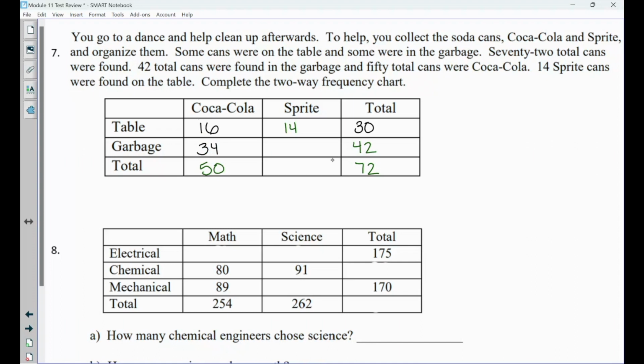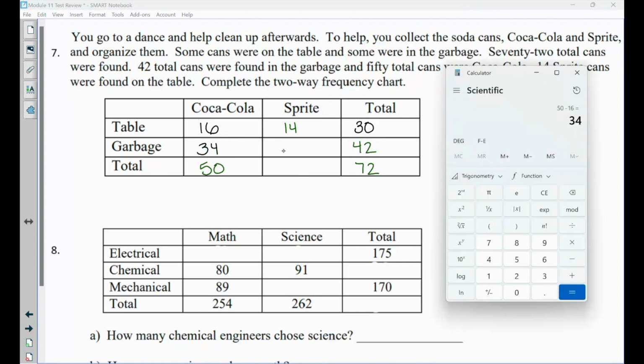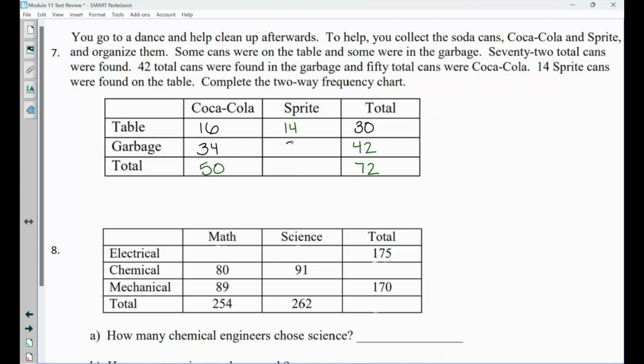Right, now I need how many Sprites were found in the garbage. I have 42 in total that were found in the garbage. 34 of them are Coca-Cola. So I'm going to do 42 minus 34. That gets me a total of 8. And I can add up my Sprites to get me 22. And our table's filled out.